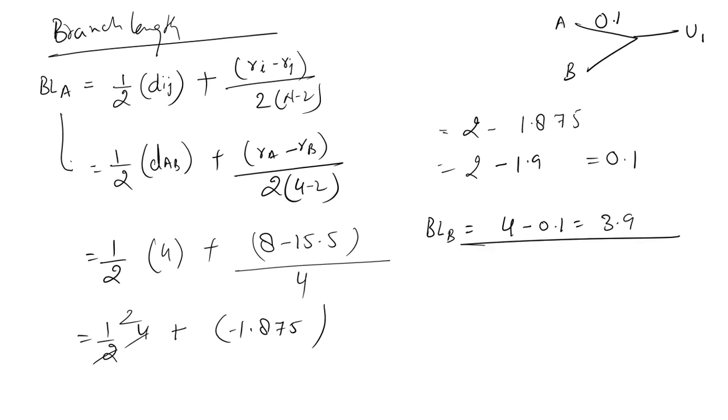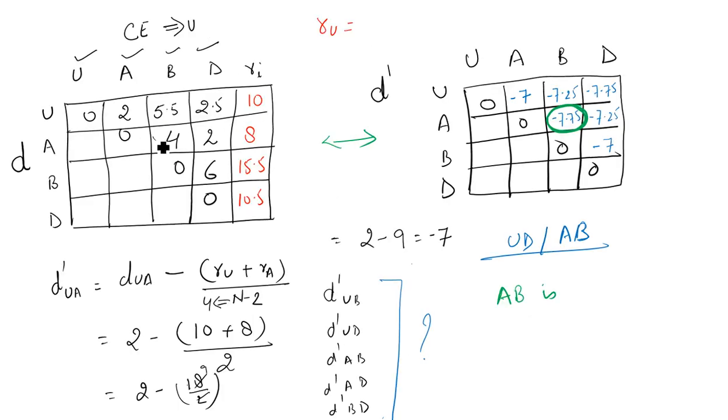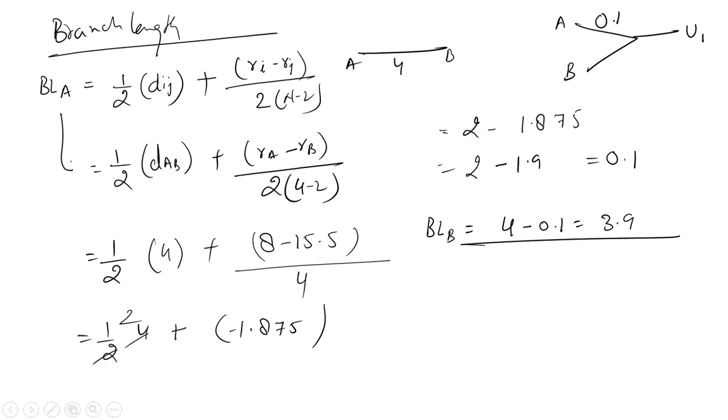How did I do it? It is very simple. A and B total distance was 4. How did I get this? From this matrix, AB value is 4. Now A is 0.1. What is the rest remaining? It is B, and B is 3.9. So we have calculated the A and B branch lengths here.